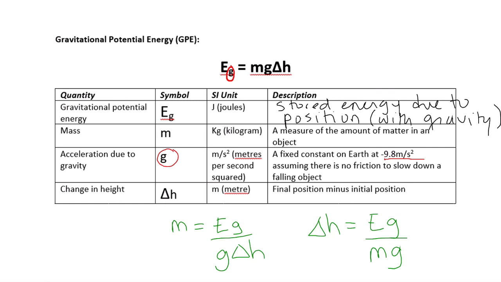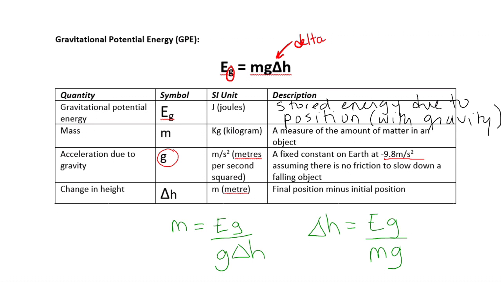So a few things to know about this equation, and I'll kind of talk you through each step here. This triangle here is referred to as delta, and it's a Greek letter, and it basically stands for change. So change in, and then h is height. So I'm going to talk you through each part here. So gravitational potential energy, we symbolize with E subscript G, measured in joules again, because it's a type of energy, which we represent with a capital J. And again, this is stored energy due to position with gravity.